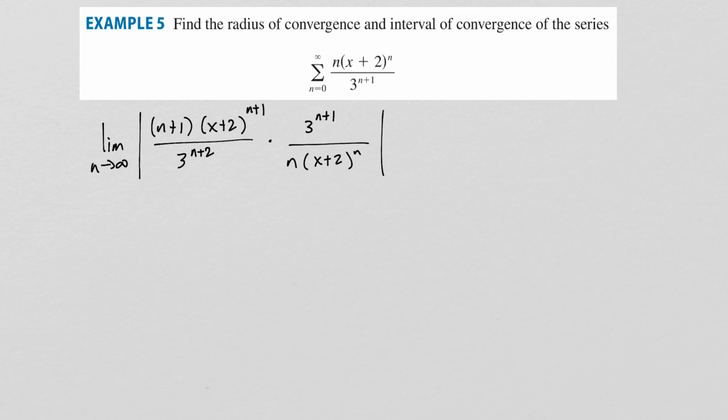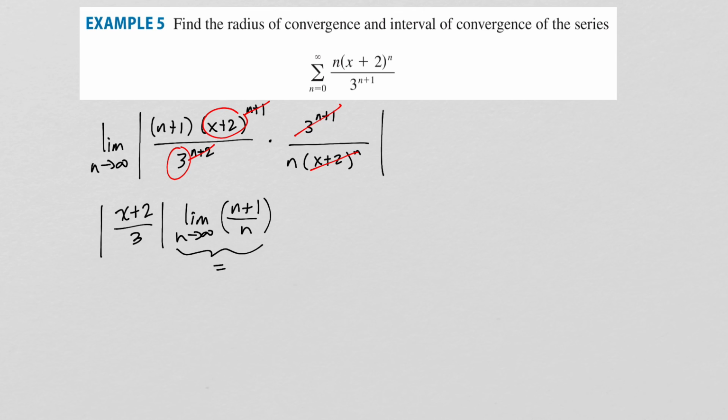Then we can cancel. We know x plus 2 to the n cancels out all of those except for one factor. 3 to the n plus 1 cancels out all of these except for one factor here. So what we have left over there is the absolute value of x plus 2 over 3 multiplied by the limit as n goes to infinity of n plus 1 divided by n. This limit, of course, is equal to 1. So we have the absolute value of x plus 2 over 3 times 1, which is the absolute value of x plus 2 over 3.